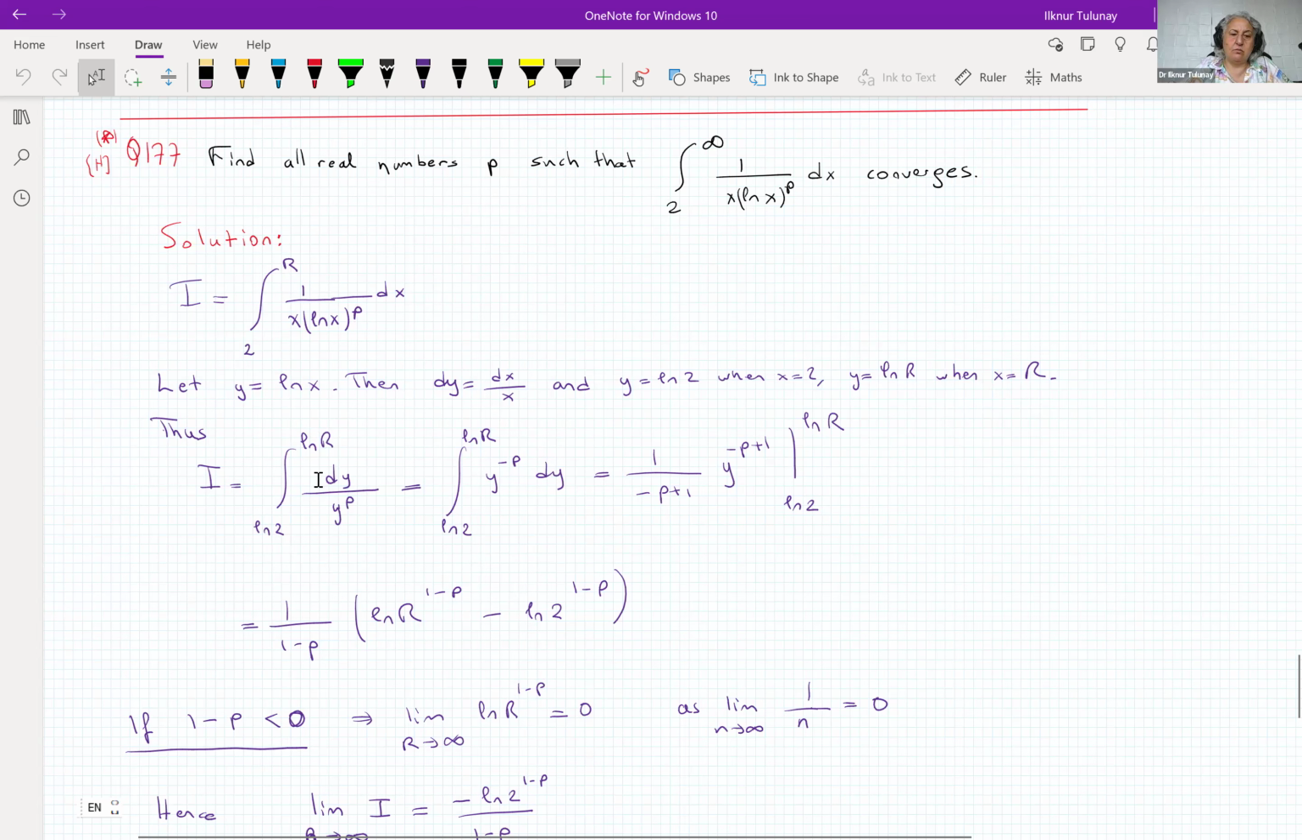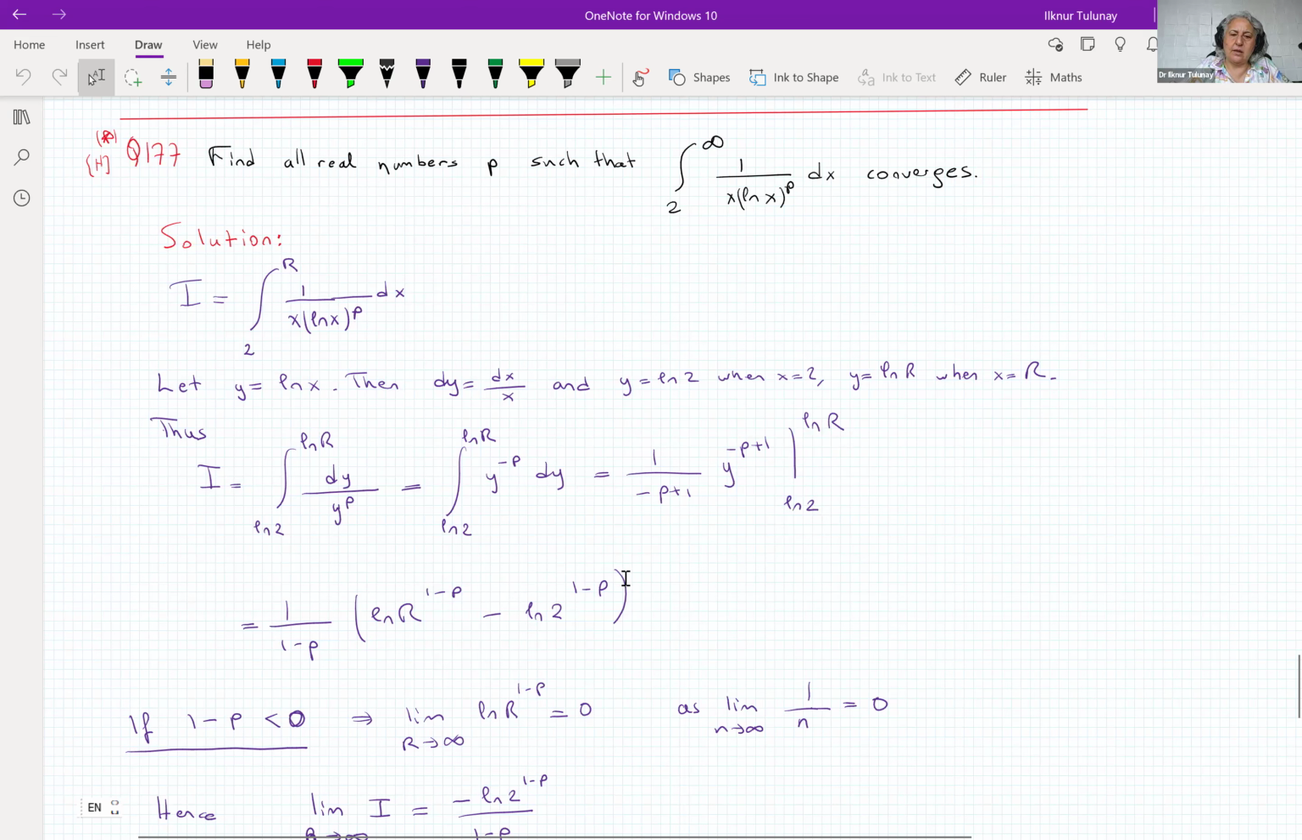And now dx over x becomes dy, and ln x to the p is just y to the p. We know how to calculate this integral. So this is 1 over the exponent plus 1, so we have 1 minus p, ln r to the 1 minus p minus ln 2 to the 1 minus p. And on the outside, we have a constant 1 over 1 minus p.